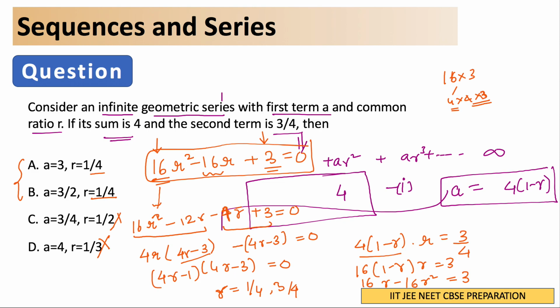We already have it here: a is equal to 4 into 1 minus r, with r equal to 1 by 4. So a will become 4 into 3 by 4. The 4 will get cancelled, so a is 3. So this is your value of a. So our correct option is a is equal to 3 and r is equal to 1 by 4.